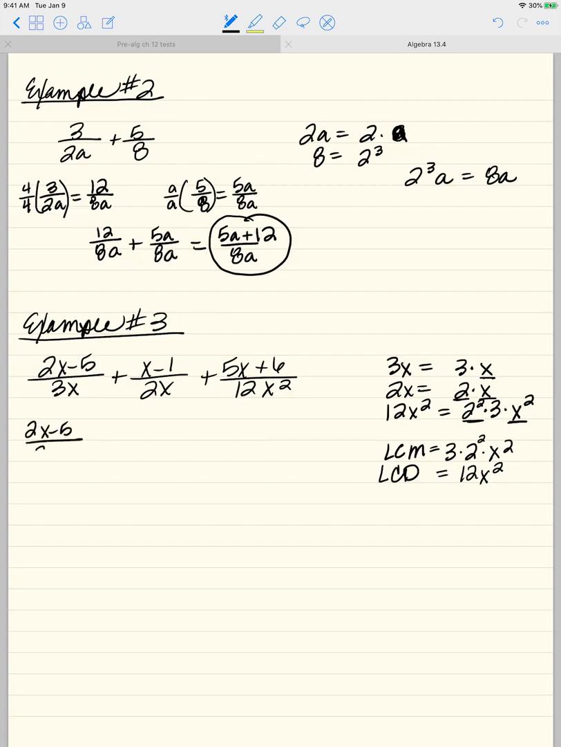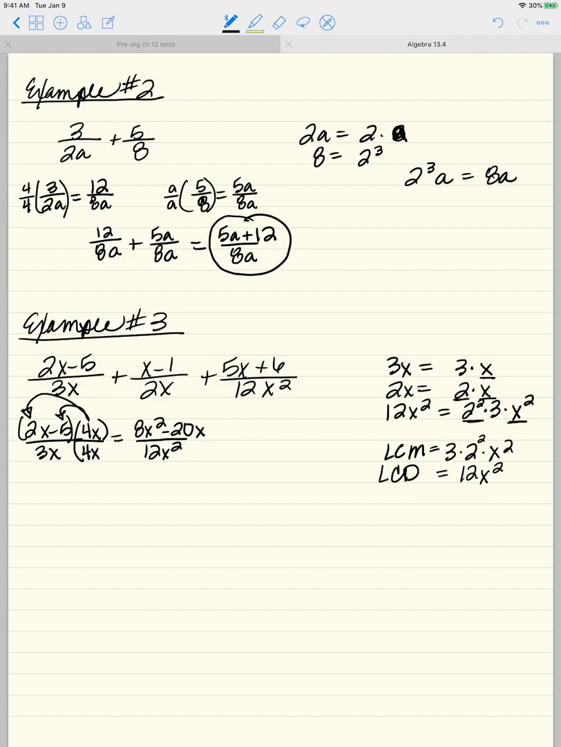2x minus 5 over 3x. We have to get that equivalent to an expression with 12x squared in the denominator. How do I go in the denominator from 3x to 12x squared? What do I have to multiply 3x by to get 12x squared? Well, I have to multiply that by 4x, right? Because 3 times 4 would give me 12, x times x would give me x squared. So multiply both the numerator and the denominator by 4x. 4x times 2x gives me 8x squared. 4x times negative 5 gives me minus 20x.